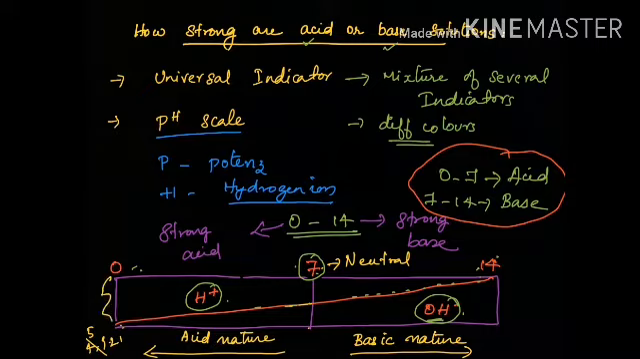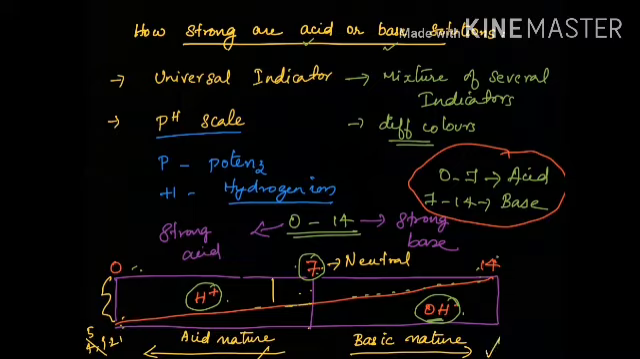Here more number of H plus ions is there, here only less number, right? So when we go from 7 to 0, the H plus ions are getting increased. That means acidic nature is increasing when we go from right to left. That means if its value is approaching 0, its acidic nature is increasing. Okay, then if it is approaching 14, its basic nature is increasing.